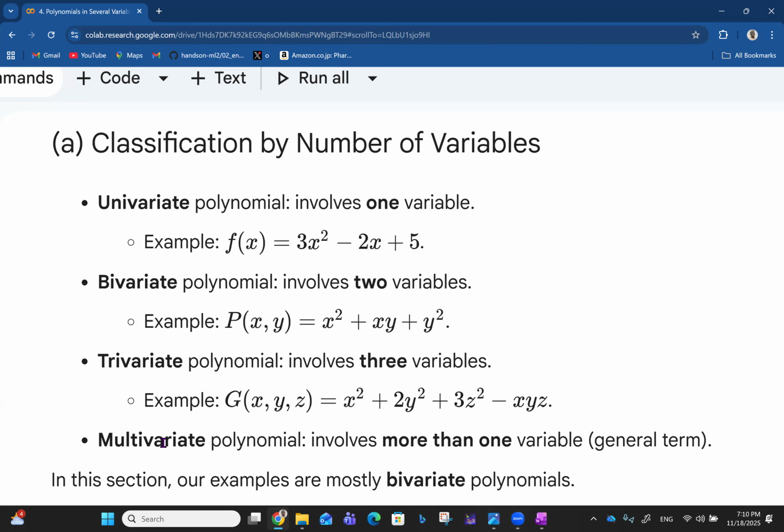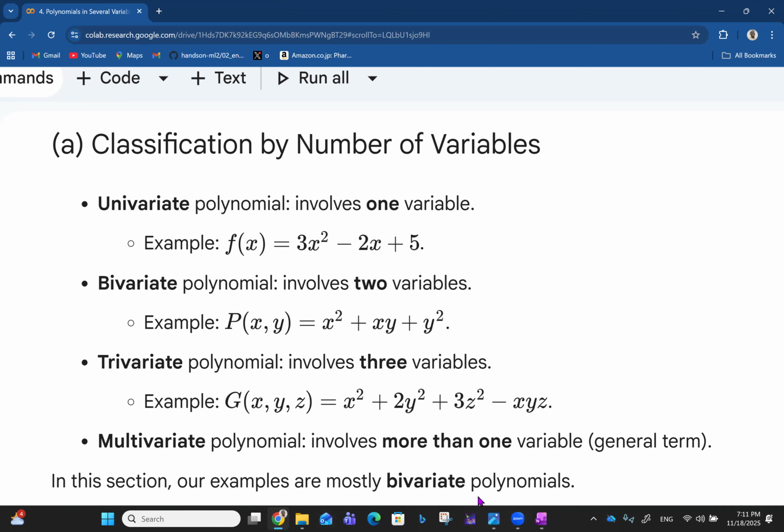Then you can also have a multivariate polynomial, which involves more than one variable. That's the general term, right? So multivariate starts from 2 upwards, like bivariate, trivariate, and so on. In this section, our examples are mostly bivariate polynomials. What we've been doing under these polynomials in several variables, we've been focusing more on bivariate polynomials.